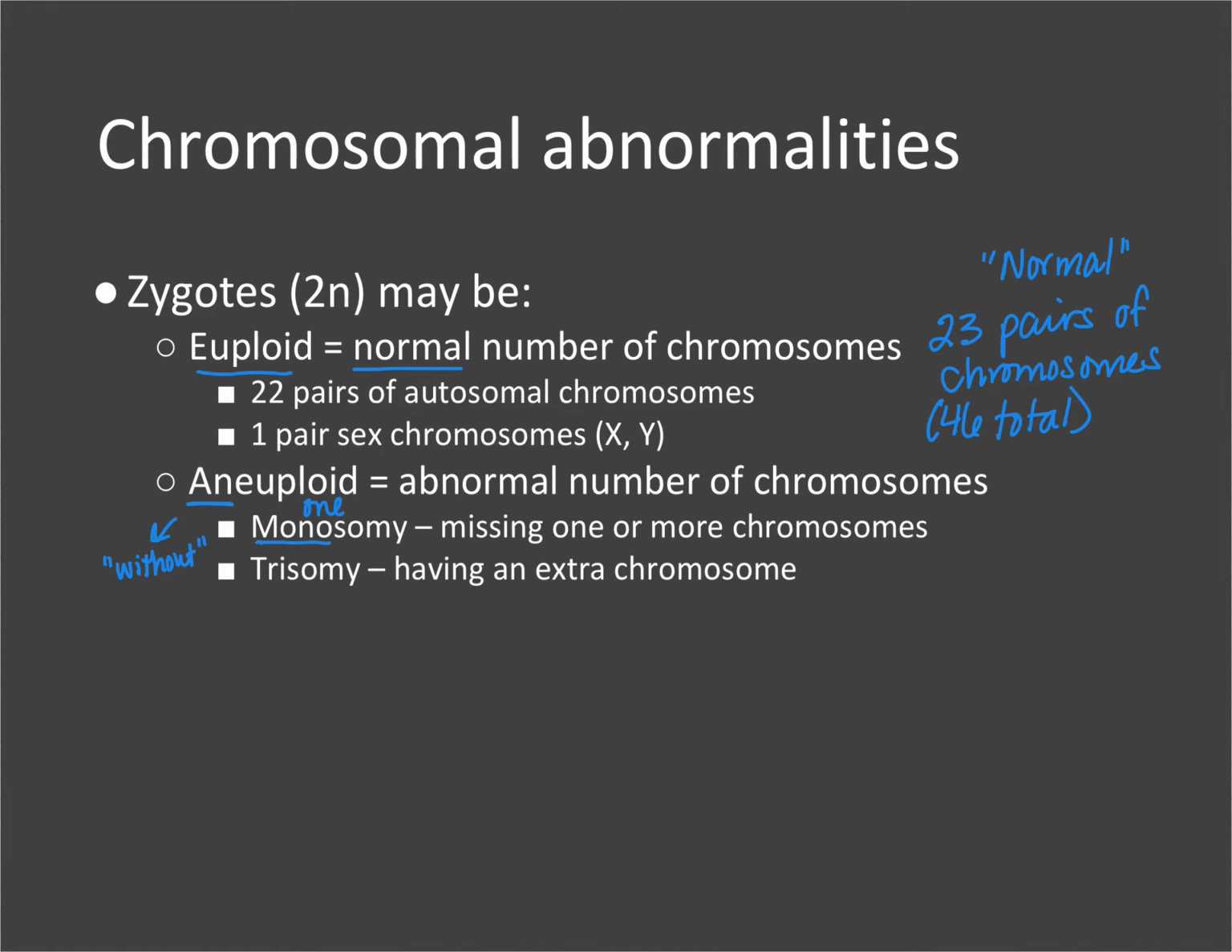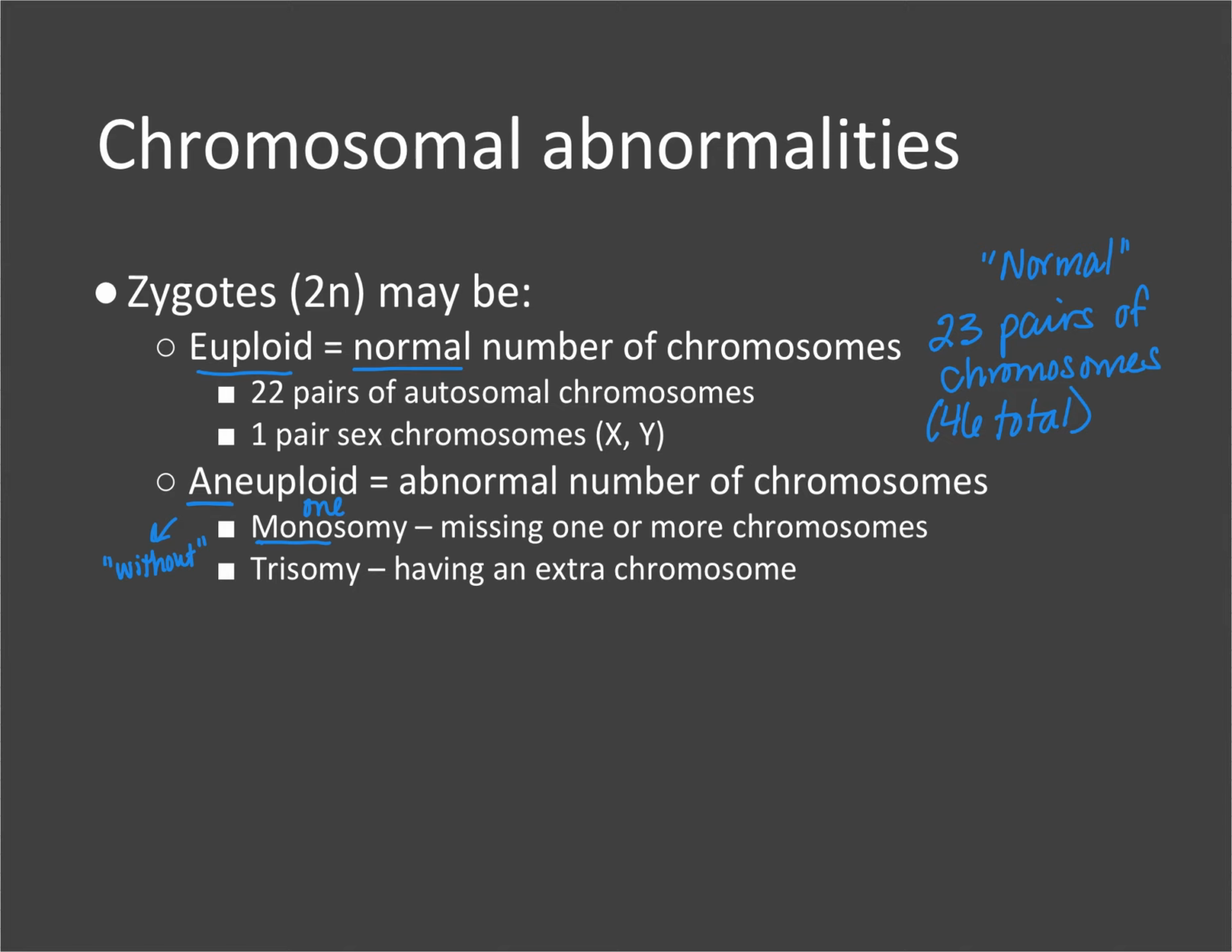So for example, instead of getting 2 copies of chromosome number 1, one from mom and one from dad, they would only get 1 copy of chromosome number 1. And that's a problem because they need information from both of those chromosomes in order to develop properly.